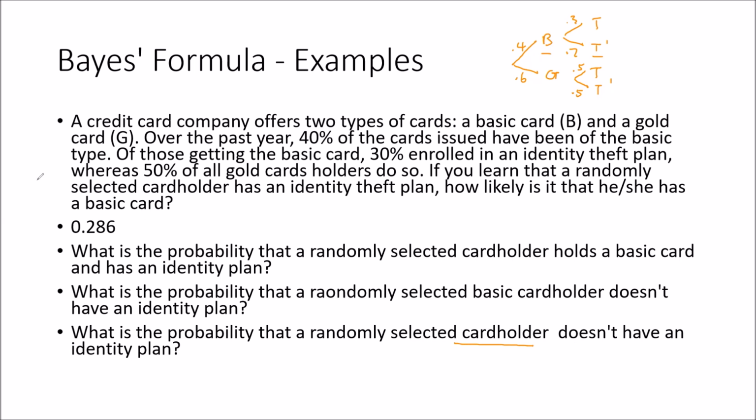So it is not a conditional probability, okay? It's not conditional on B, not conditional on G. We're simply looking for the probability that this person doesn't have any identity plan. So you need to figure out it's actually not a conditional probability, it's simply a probability of T prime. So how can we do that? Well, you should not use a Bayes formula.